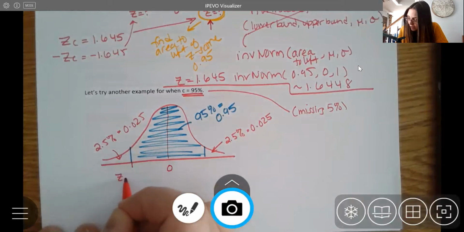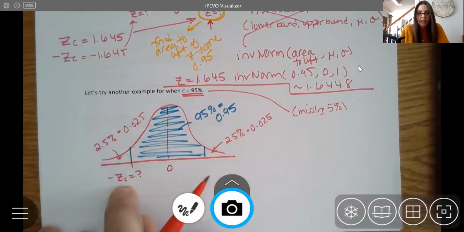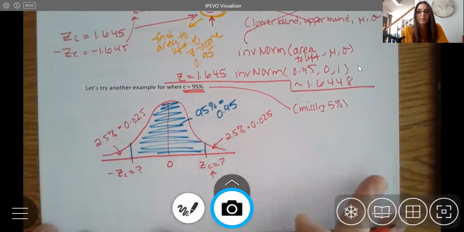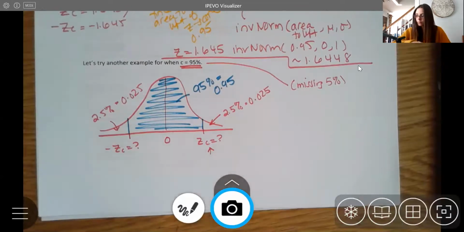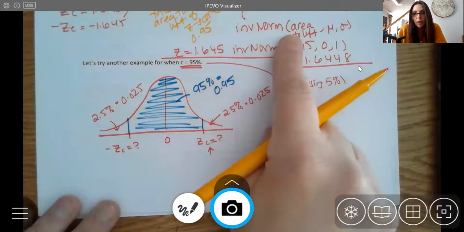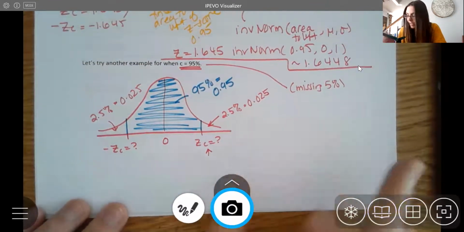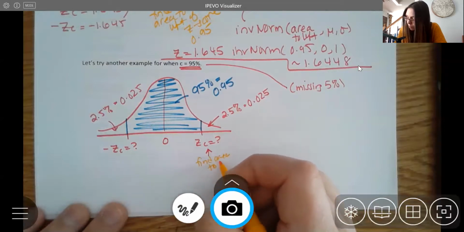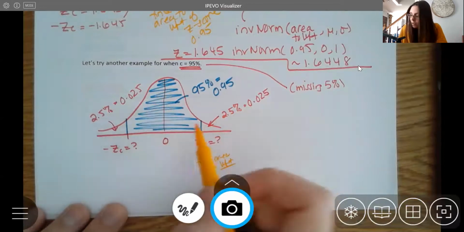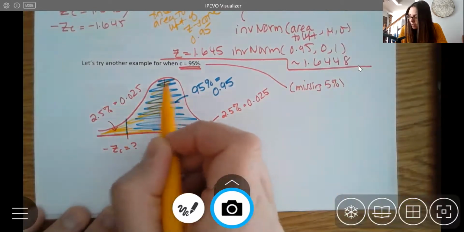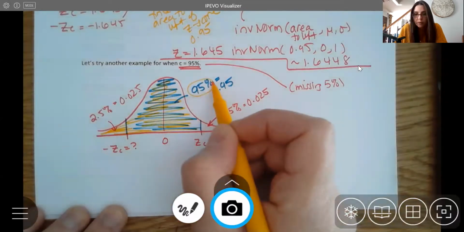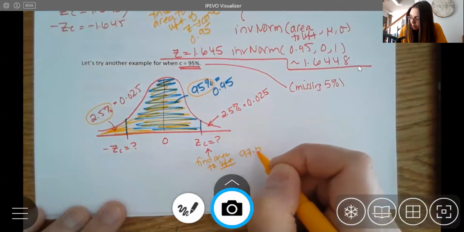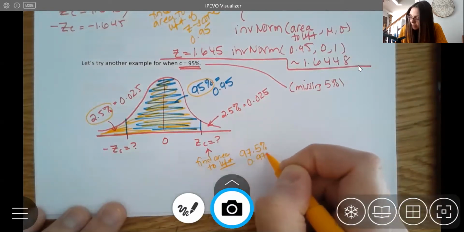So we have this z value that we're looking for. Now this is your negative z sub c, and this is your positive z sub c. Again, this is really the one we need to find because it's going to be the same in either case. I'm going to start by using inverse norm, and then I can go back and check if I want to with the normal CDF. Keep in mind, you need to find the area to the left. So it's not going to be 95. You want to figure out this whole area to the left. So you have 95% plus another 2.5%. So the area to the left is 97.5% or 0.975.